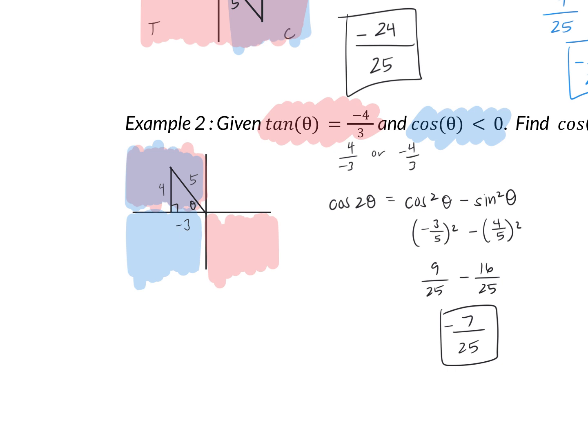Negative 7 over 25, that is our answer. Make sure you're careful with drawing your triangle in the correct quadrant. And if you need help with that, make sure you come see me, okay? All right, again, you can also use other formulas for this. You don't have to use the cosine squared minus sine squared. You could have used the 2 cosine squared minus 1 or 1 minus 2 sine squared, and would have been the same answer, okay?